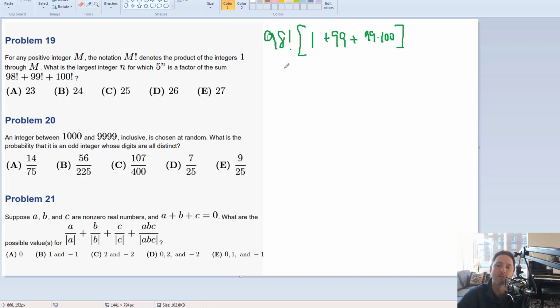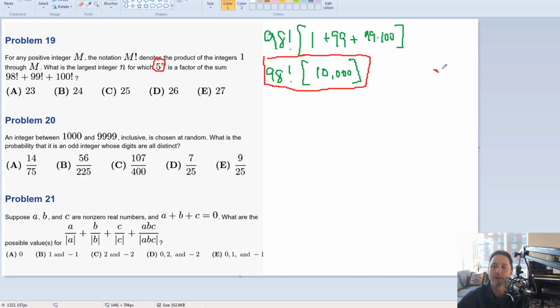Okay, right there. So let's just continue to simplify. 98 factorial times, 1 plus 99 is 100. This is 9900. 9900 plus 100 is also known as 10,000. Okay, so now we have this in this nice little factored form here. And we just want to know how many factors of 5 there are in it. Okay. Well, 10,000 is easy enough, right? It's 10 to the 4th, or 2 to the 4th times 5 to the 4th. So we got 4 factors of 5 in here.